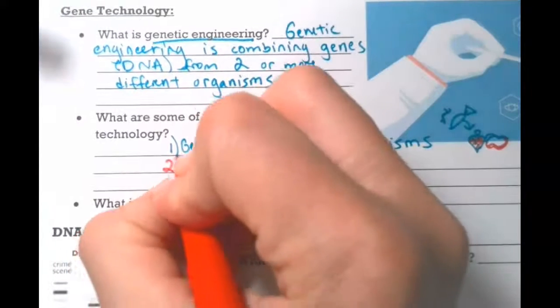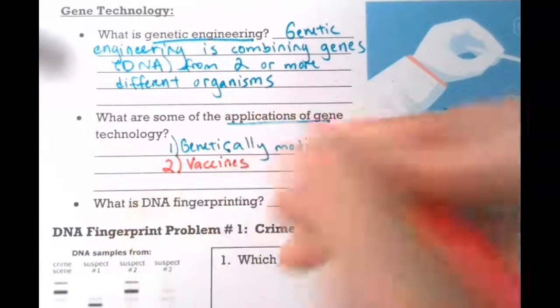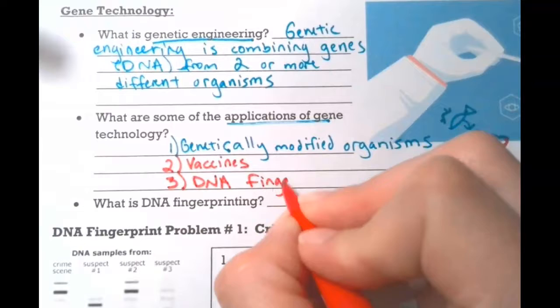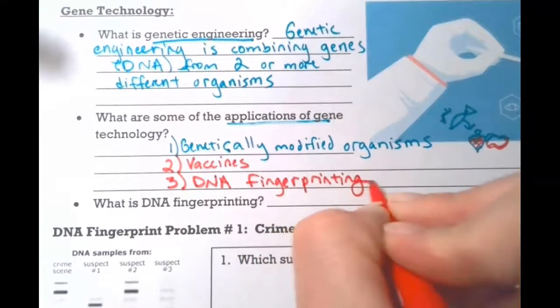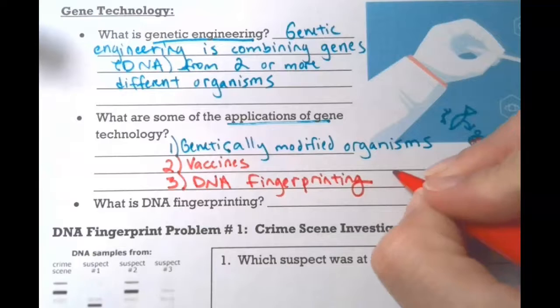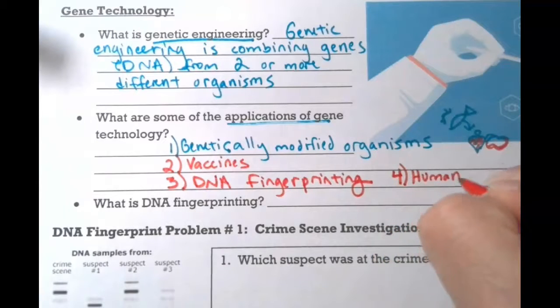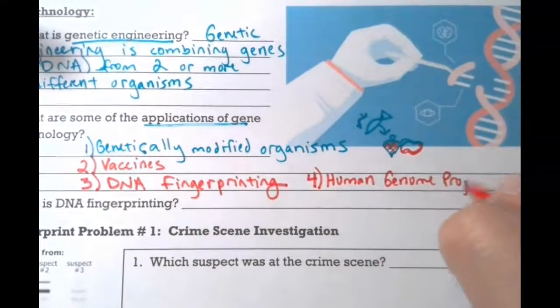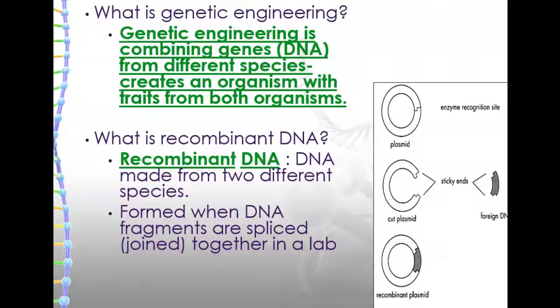Another application would be vaccines against viruses. Another application is DNA fingerprinting, which we'll talk about in just a second. Another application is the Human Genome Project. As you can see from this slide, here's a piece of bacterial DNA, here's a piece of human DNA, and we've joined them together. That is genetic engineering, taking DNA from two different species and joining them together to create something called recombinant DNA.